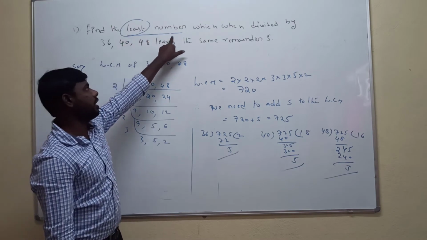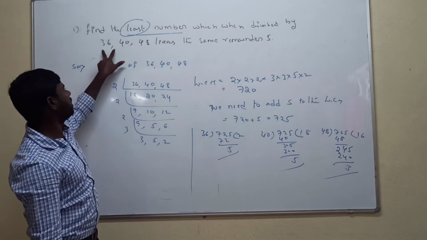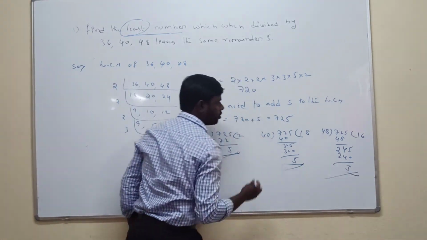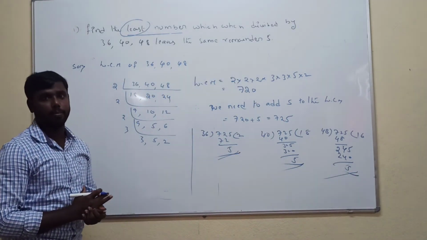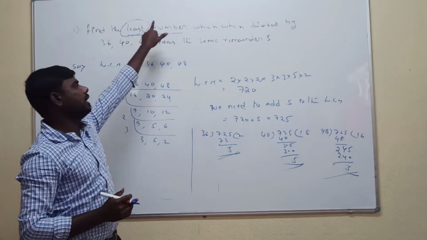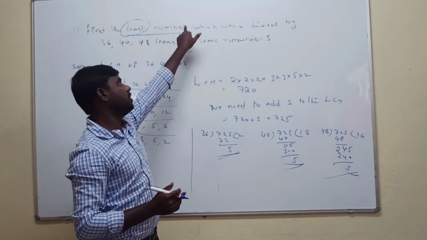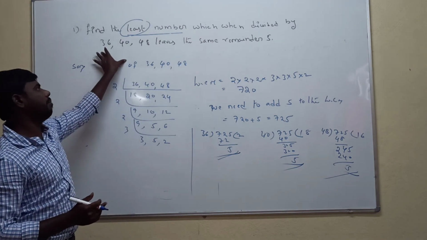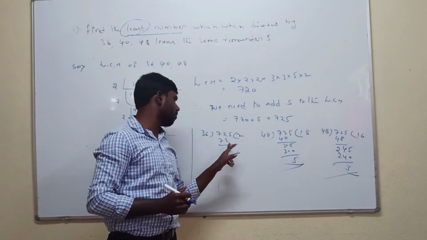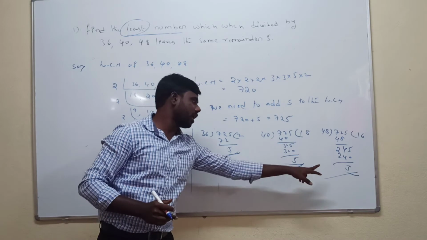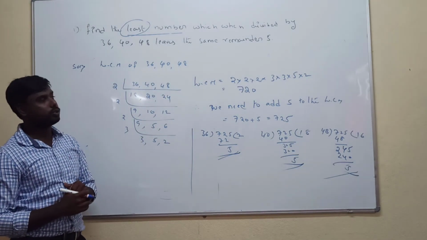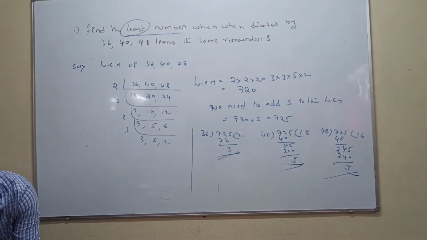725 is the least number which whenever divided by 36, 40, 48 leaves the same remainder. So 725 is the least number. Didn't understand? Then the question is to calculate the least number which when divided by the given numbers definitely leaves the same remainder. What is the remainder? 5. So each number divided by the given numbers, the remainder will be the same. So 725 is the least number. Understood? The next question.